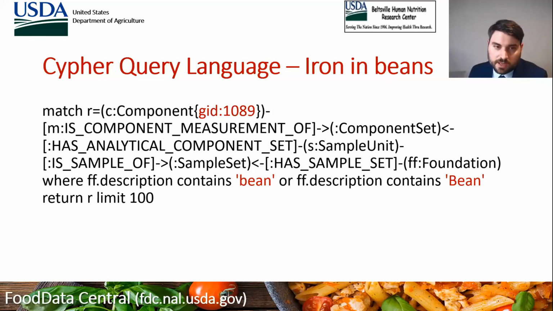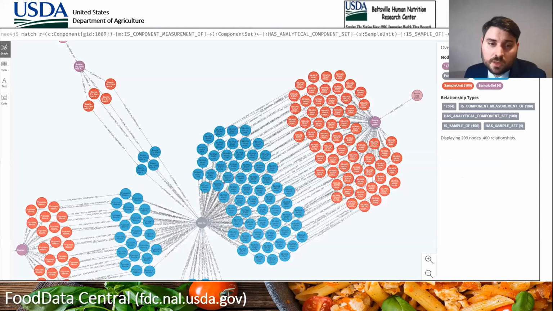I've highlighted in red the identifier for iron and then our search term for beans. And look at this beautiful representation of iron and beans within our data set. The colorization of Neo4j is built in and a part of their system. You can see the iron representation in gray. You can see our samples in red, and in pink you can see our foundation food and how all of these values might represent and be compared against one another.